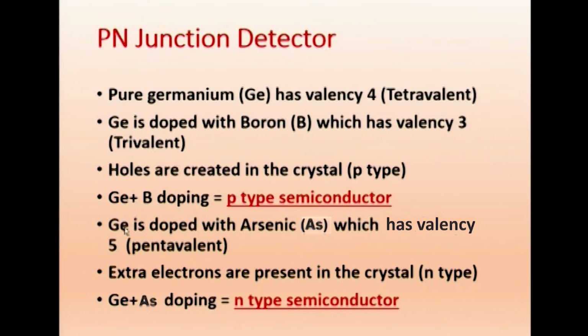Now germanium is doped with arsenic, As, which has valency 5. Then it becomes pentavalent. Now extra electrons are present in the crystal. It becomes n-type because it is pentavalent, valency 5. So we get n-type. So Ge plus As doping gives you an n-type semiconductor.